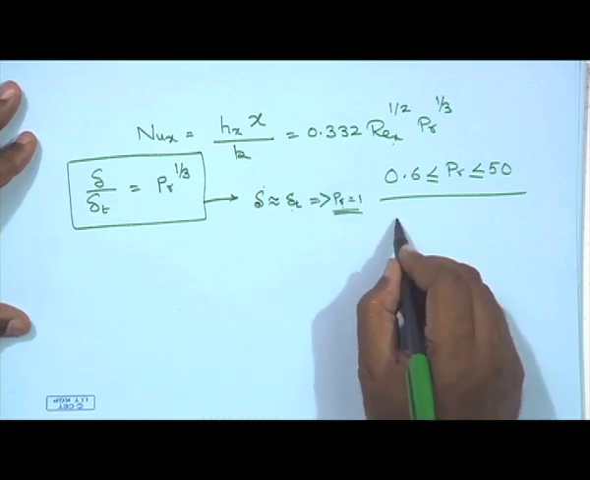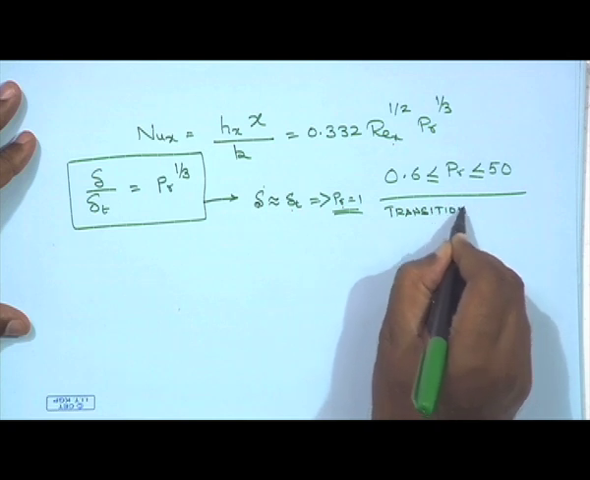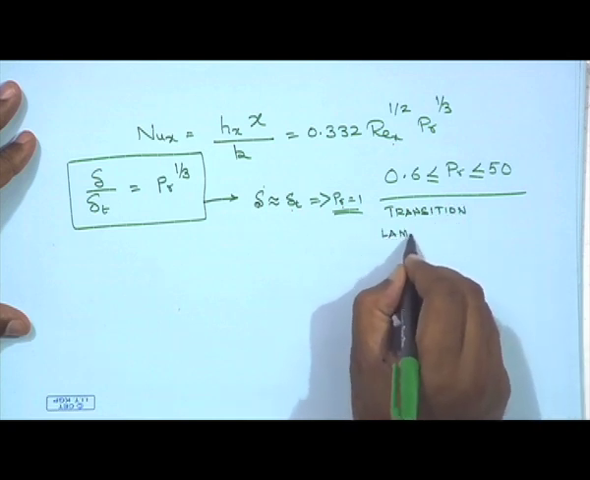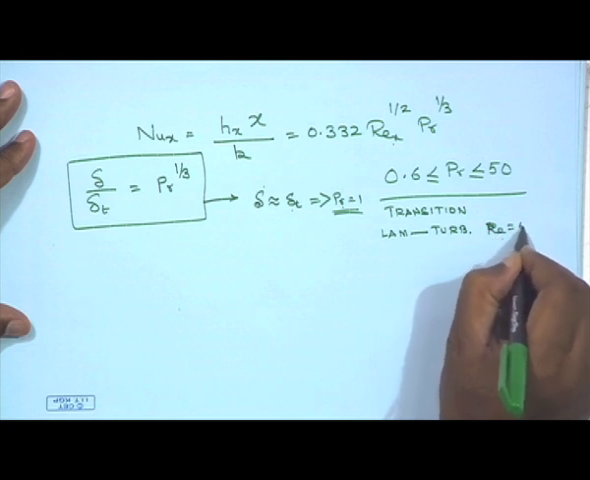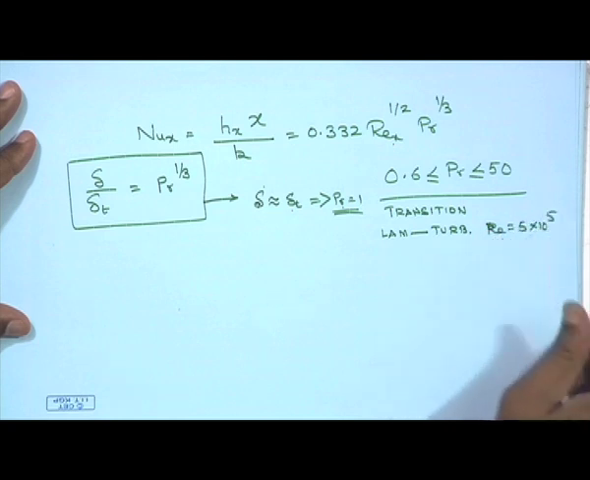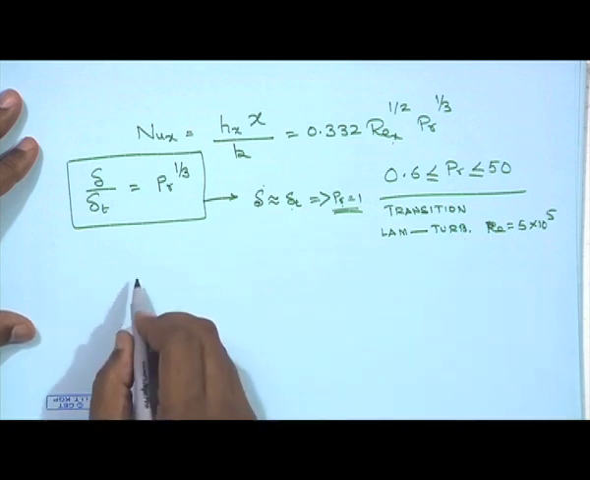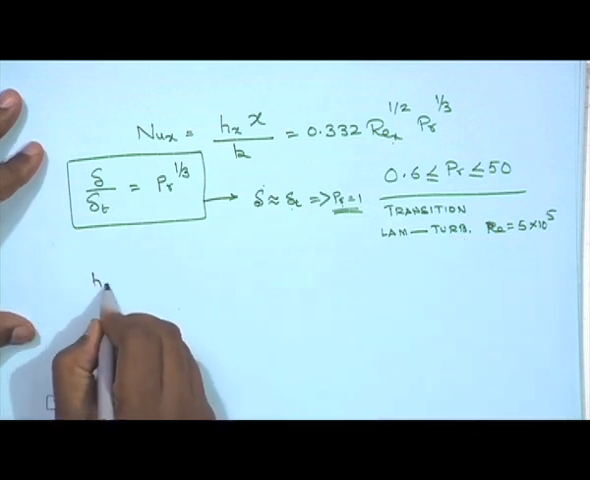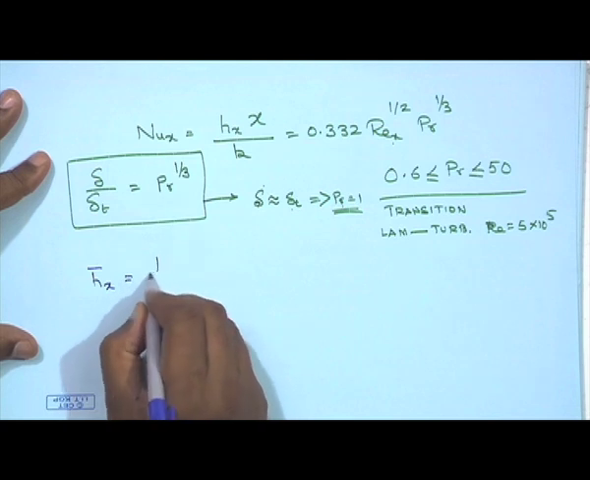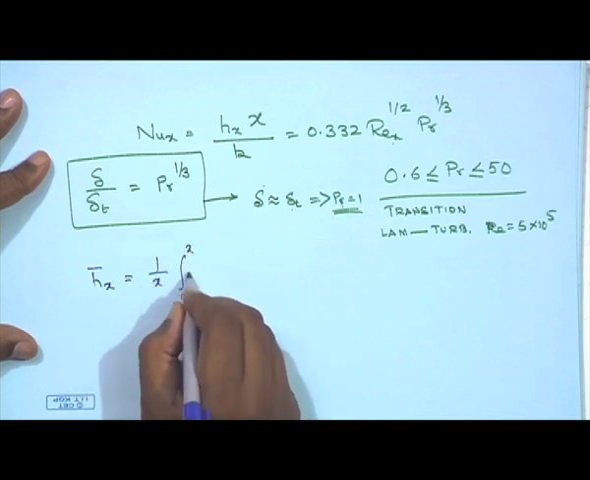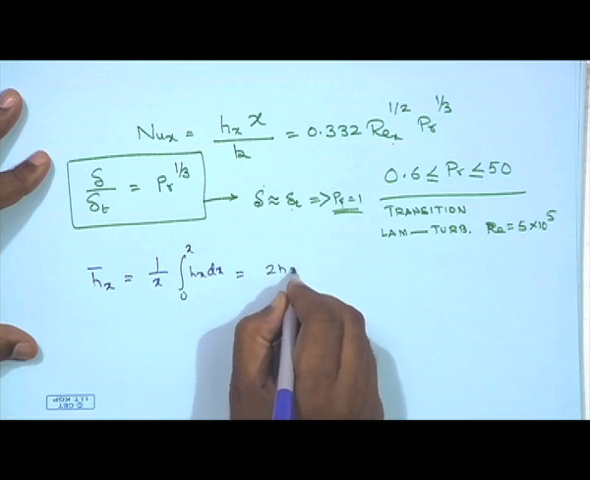And as before, the transition from laminar to turbulent, the cutoff number is Reynolds number equal to 5 into 10 to the power 5. So, if the value of Reynolds number is 5 into 10 to the power 5, it gets converted from laminar to turbulent. So, if the expression for Hx is known, and I find the average value of the heat transfer coefficient, integral 0 to x Hx dx, this would be found to be 2 Hx.